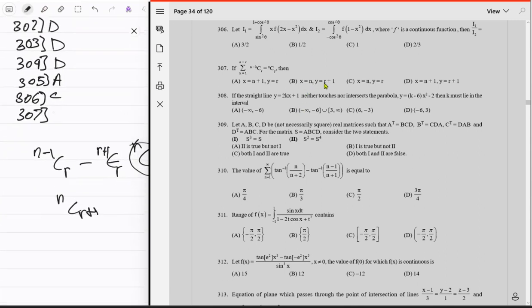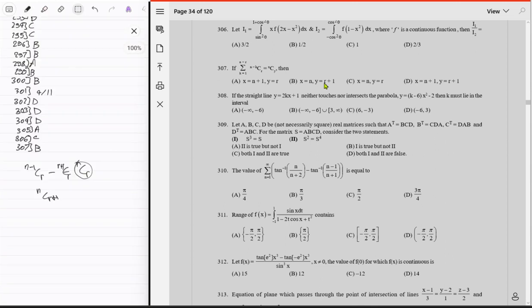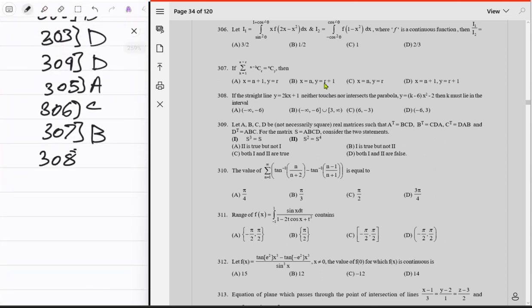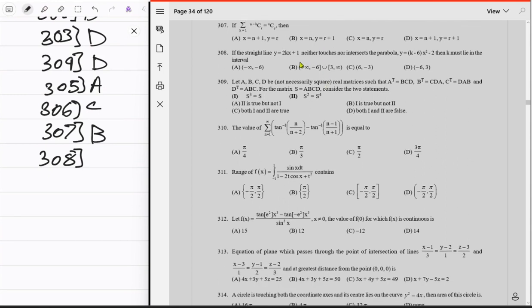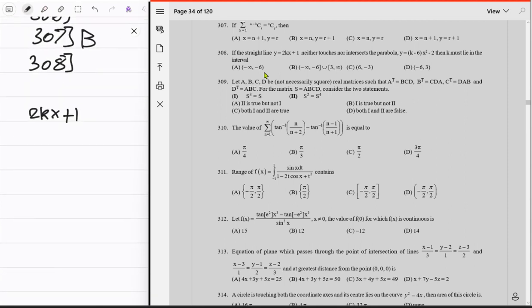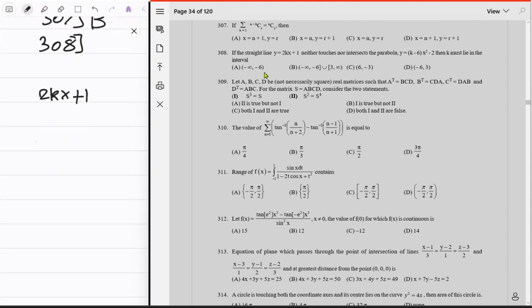Next question. 308. If the straight line y is equal to 2kx plus 1 neither touches nor intersects the parabola, then okay, so it does not touch, does not intersect, which means discriminant less than 0, then k must lie in the interval. Okay, here just put it in, what you get is 2kx plus 1 is equal to all this, k minus 6x square.